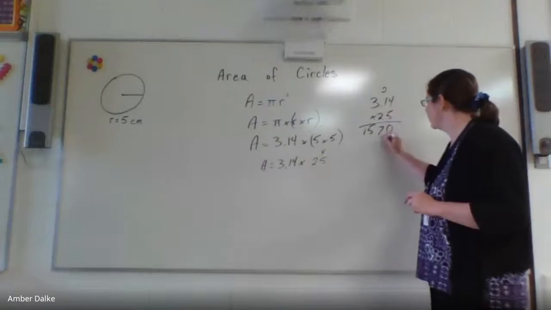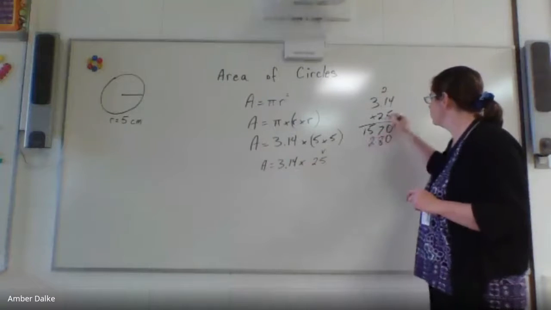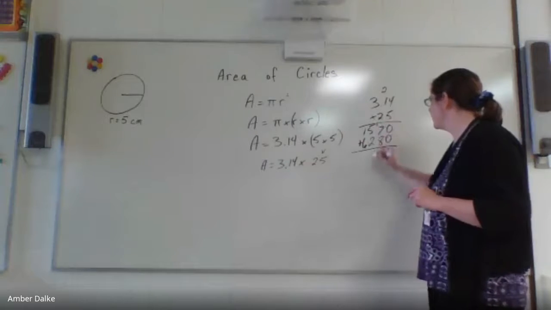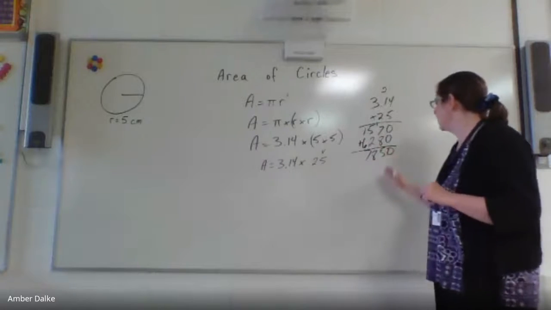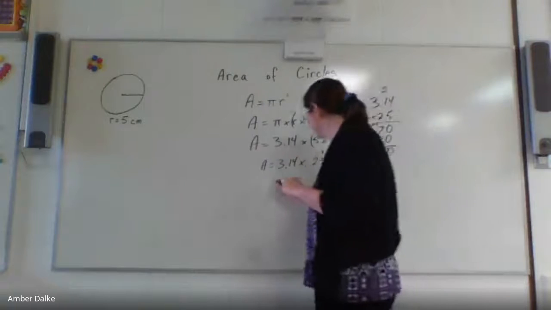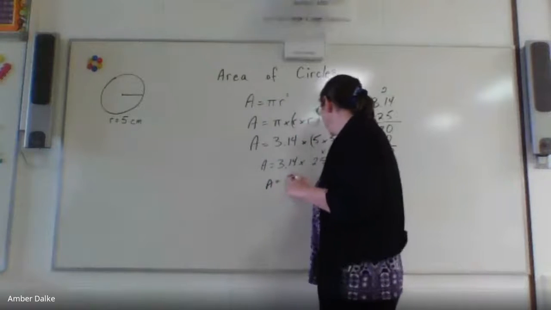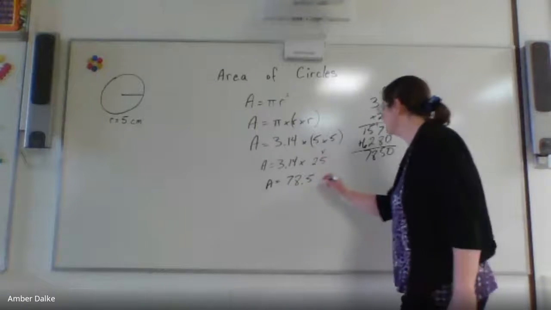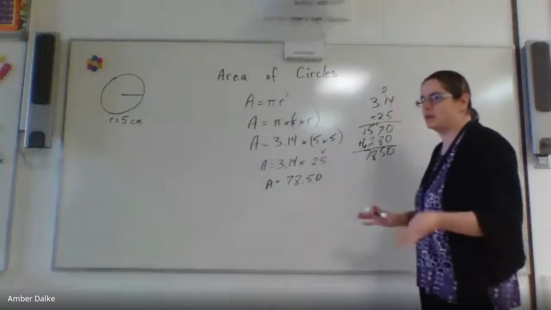Now we go 2 times 4 is 8. 2 times 1 is 2. 2 times 3 is 6. And we add those. And our answer is 78.50. So our area for this circle is 78.50 square centimeters. We'll say that this is accurate to the hundredths because it is.